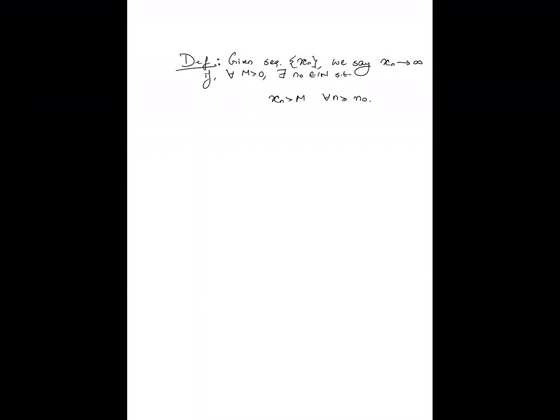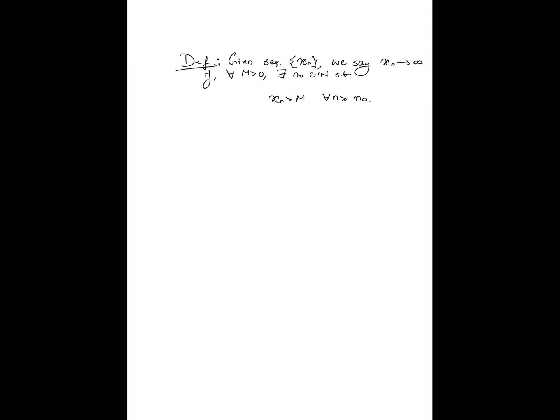And this is how I would go about formalizing this, because by this definition, for any positive threshold you pick, you can pick m to be a million, a billion, a trillion, whatever number you pick, there exists a certain point such that the entries of the sequence beyond that point will exceed your threshold m, right? And since this is true for every large m, it's reasonable to say that xn tends to infinity.